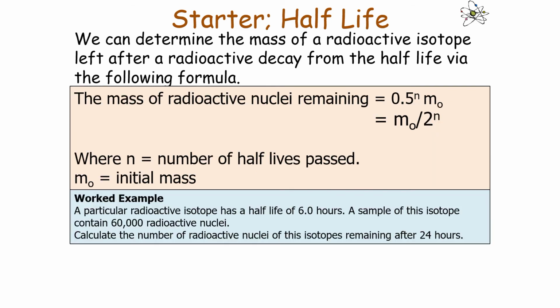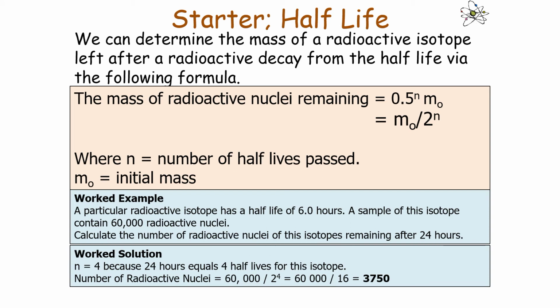So for example, a particular radioactive isotope has a half-life of 6 hours. A sample of this isotope contains 60,000 radioactive nuclei. Calculate the number of radioactive nuclei of this isotope remaining after 24 hours. So firstly, you work out how many half-lives there have been, and there have been 4 half-lives in 24 hours. So you do your initial value, 60,000, divided by 2 to the power of the number of half-lives, so 2 to the power of 4, so it's 3,750.